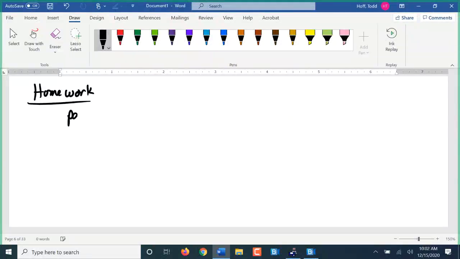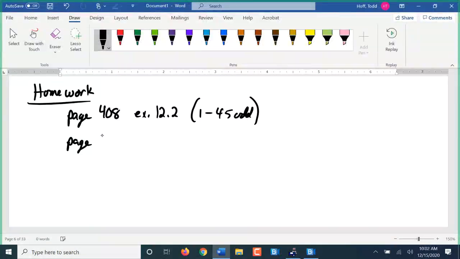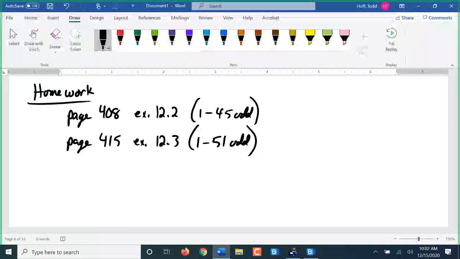So your homework for today, starting on page 408, exercise 12.2, 1 through 45, the odds. That's areas of rectangles and parallelograms. Page 415, exercise 12.3, 1 through 51, the odds. That'll be Pythagorean theorem, the a squared plus b squared equals c squared, and then dealing with some of the other odd shapes. So we have about 16 minutes left. If you'd like to get started on that, I'll be on the network here to answer any of your questions.